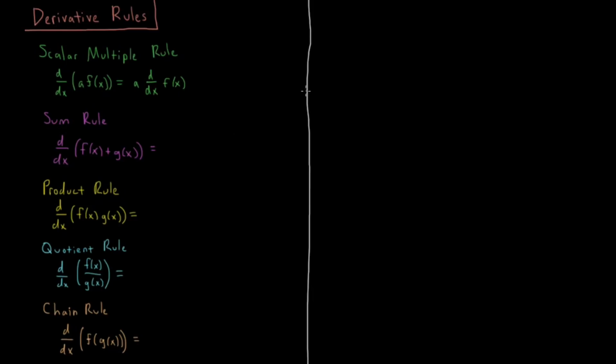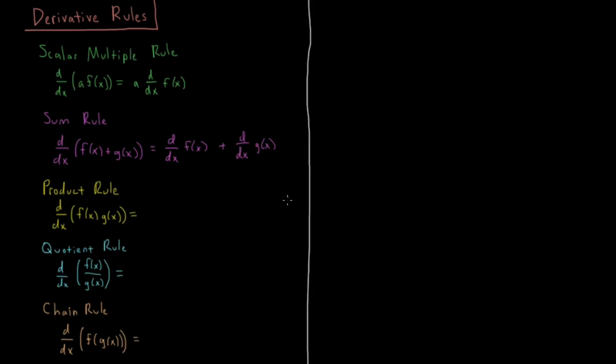Simple enough. All right, what's the derivative of f of x plus g of x, some function f and some function g? So the derivative of a sum of two functions is equal to the derivative of the first plus the derivative of the second. So if we know the derivative of each of the functions individually, the derivative of their sum is the sum of their derivatives. Nice and convenient.